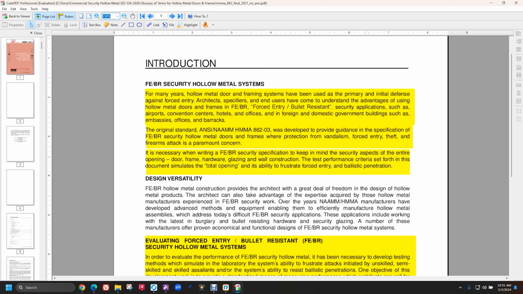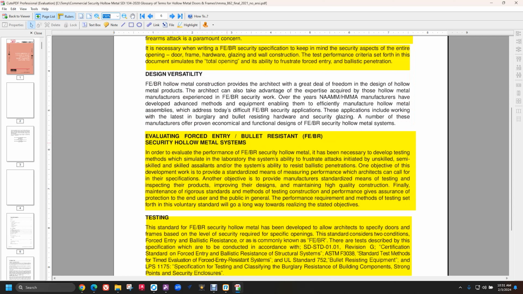The test performance criteria set forth in this document simulates the total opening and its ability to frustrate forced entry and ballistic penetration. Evaluating FEBR security hollow metal systems. In order to evaluate the performance of FEBR security hollow metal, it has been necessary to develop testing methods which simulate in the laboratory the system's, meaning the door opening's, ability to frustrate attacks initiated by unskilled, semi-skilled, and skilled assailants, and/or the system's ability to resist ballistic penetrations.